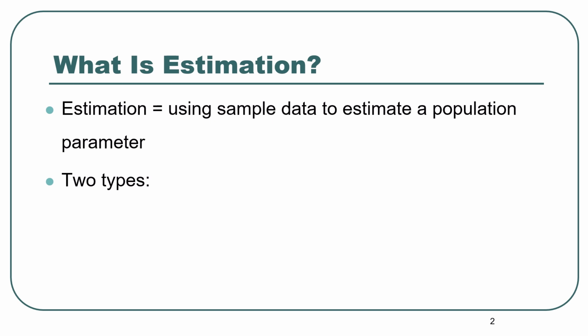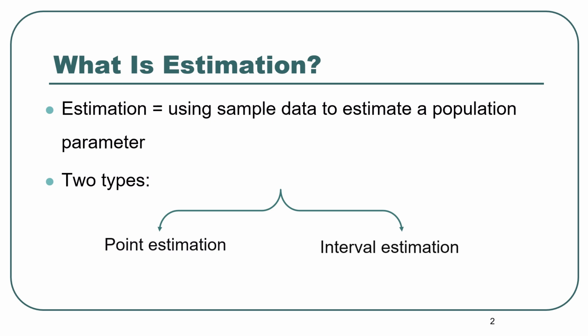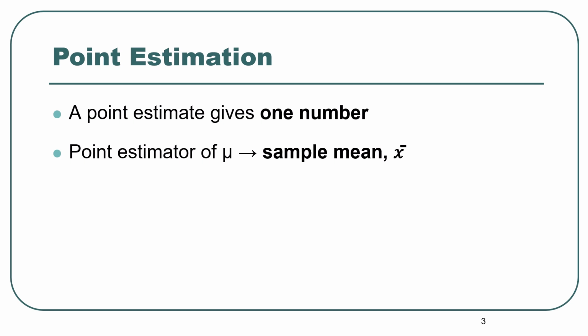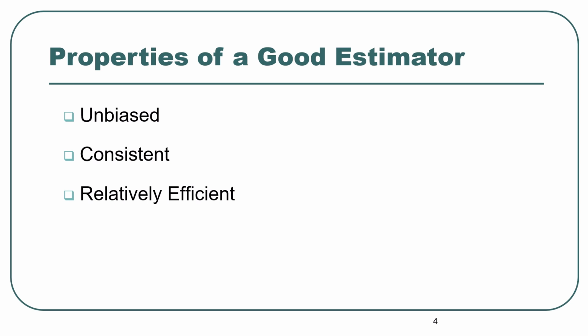Estimation is the process of using sample information to learn about a population parameter. We can estimate with a single number or an interval. The point estimate of the population mean is simply the sample mean. One number only, and this is the best guess we have. A good estimator is unbiased, consistent, and relatively efficient, and our sample mean X bar satisfies all of these conditions.